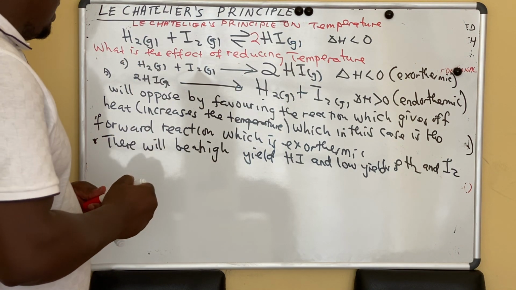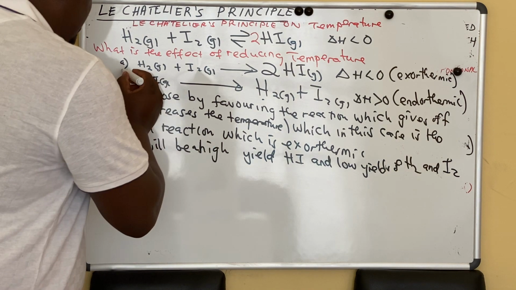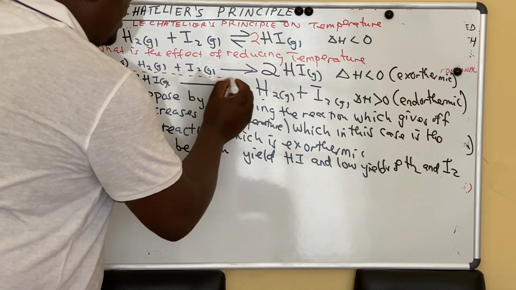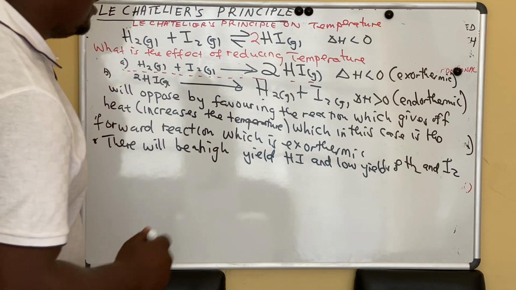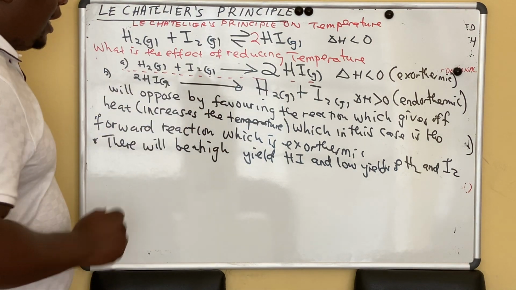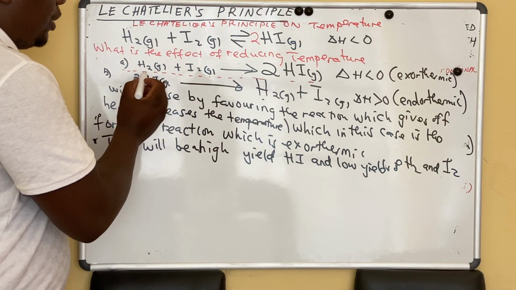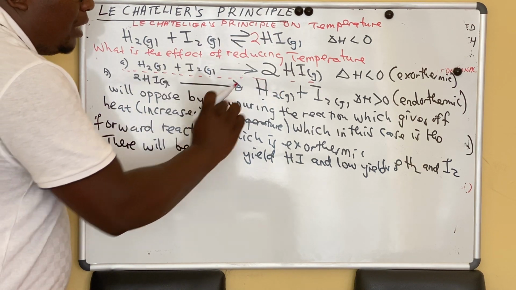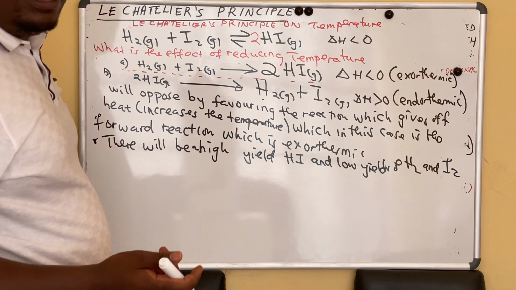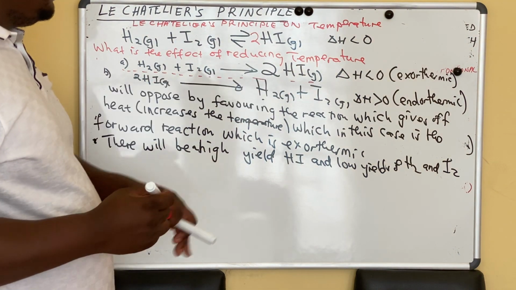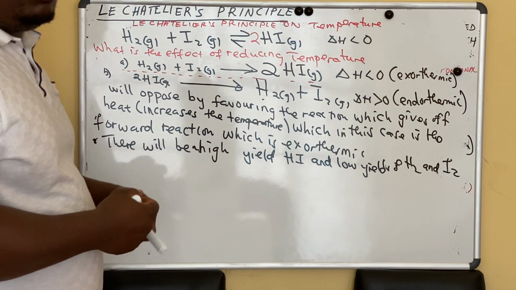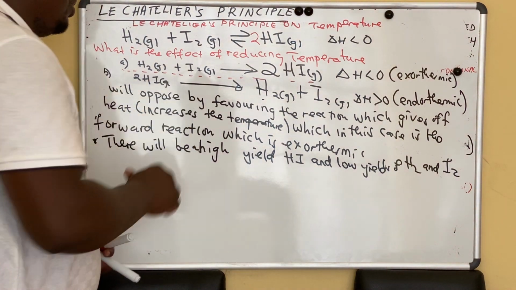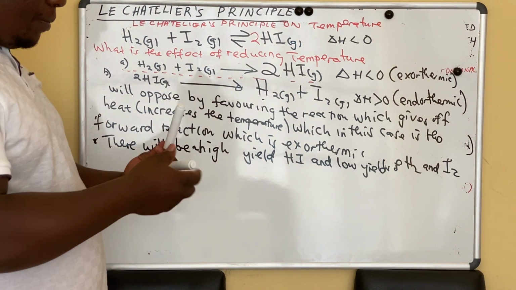So in actual sense, we are basically saying this reaction A, subreaction A, is the one that is going to be favored. So when we favor subreaction A, which is the forward reaction, it means we are going to have a little bit of H2 and a little bit of I2, but we are going to have a lot of HI. So we're going to have a high concentration of HI, hydrogen iodide, in the container, and low concentrations of these two. Are we together there?